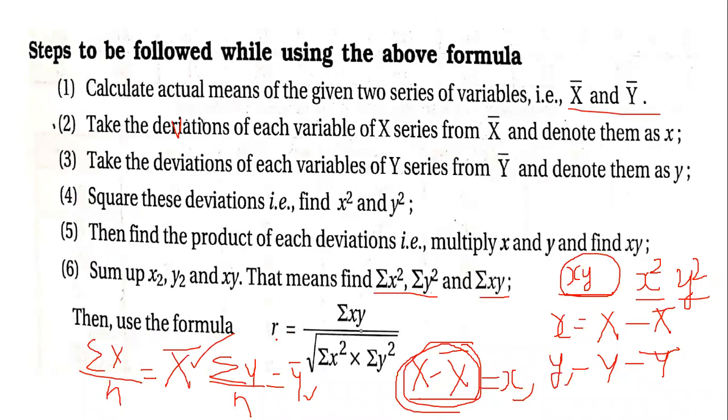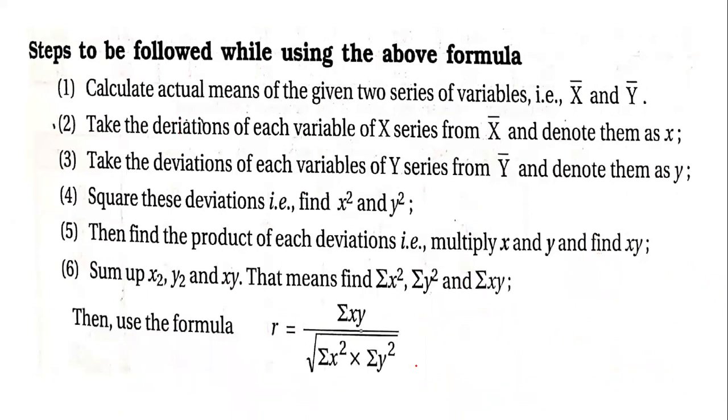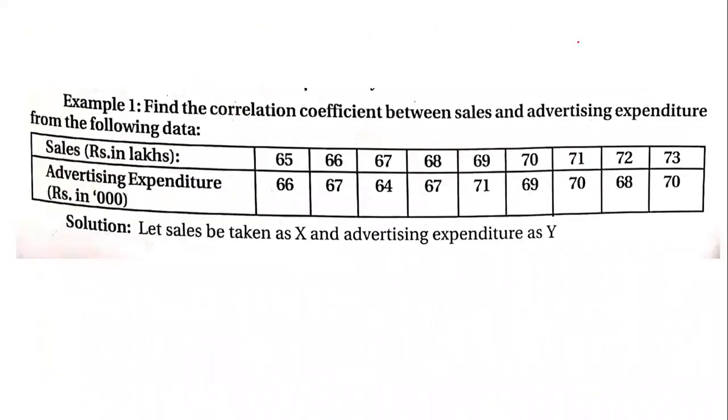So R is nothing but the correlation coefficient. R is equal to sigma xy, that is from here, whole divided by the square root of sigma x square into sigma y square. So we are going to use this formula to find out the correlation coefficient. These are the steps that we will be using to derive the correlation coefficient. Now let us get into the problem directly and understand how it is used, and we will go step by step.